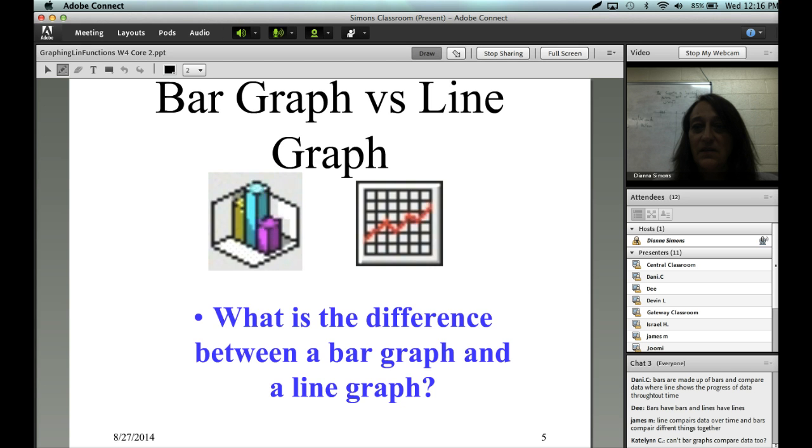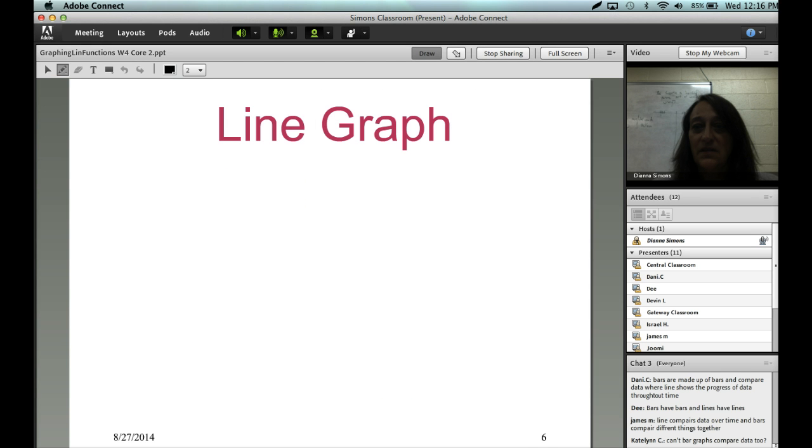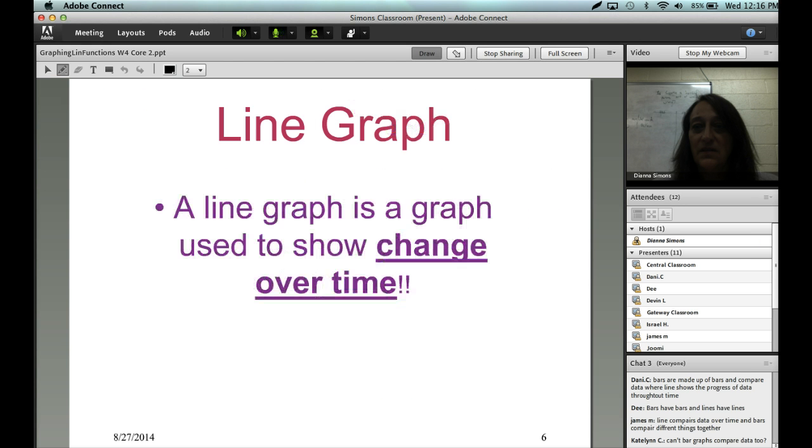All right, so those are good answers, but what we're going to work with today are line graphs. And a line graph is a graph that is used to show change over time. All right, what can time be measured in? So what are those measurements of time?